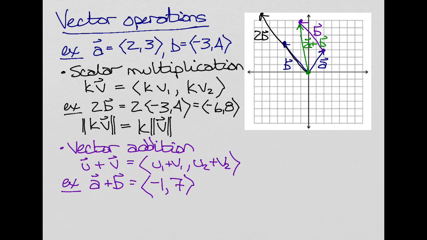And if you notice, that matches what we got, -1, 7, to go from the initial point of A to the terminal point of B. I went 1 to the left and up 7. So it all works, which is good.